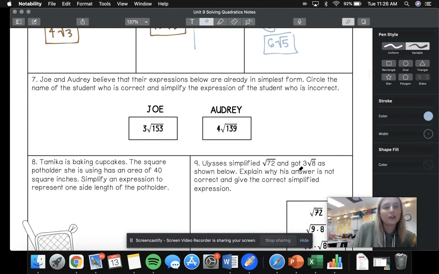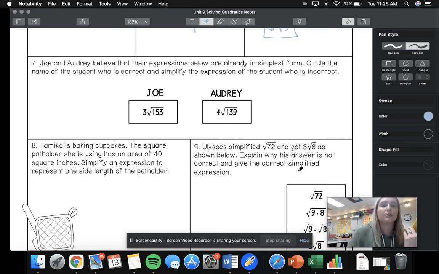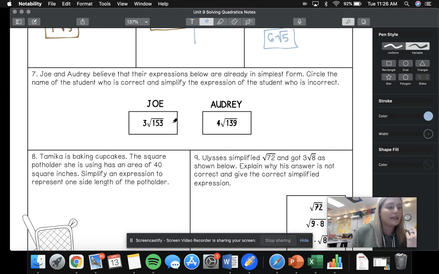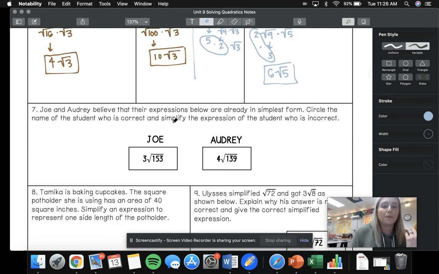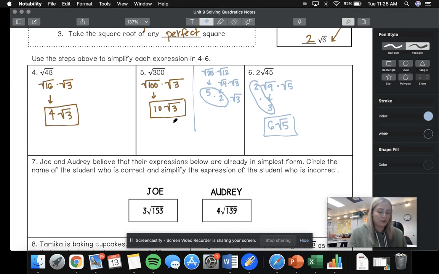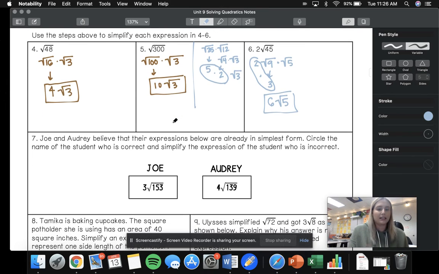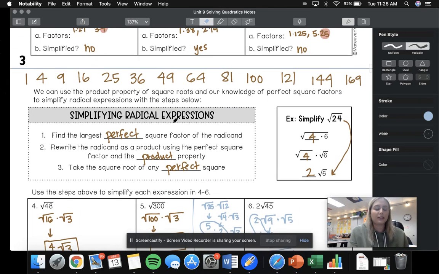Okay. Joe and Audrey believe that their expressions below are already in simplest form. Circle the student who is correct and simplify the expression of the student who is incorrect. So what I'm going to first do is look for perfect squares. 153 is in the radical, and I'm going to see if I can figure out anything that can be divided into it. 153 is kind of hard, so I'm just going to divide by my perfect squares and see what happens.